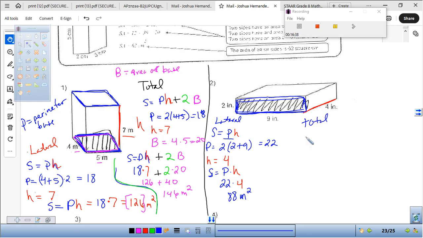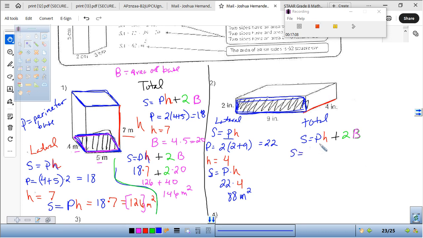Now let's go with the total surface area, right? The total surface area is going to be a lot like it, PH plus 2B. And I should have color coordinated. So we're going to go here and just plug in the numbers and work on that real quick.